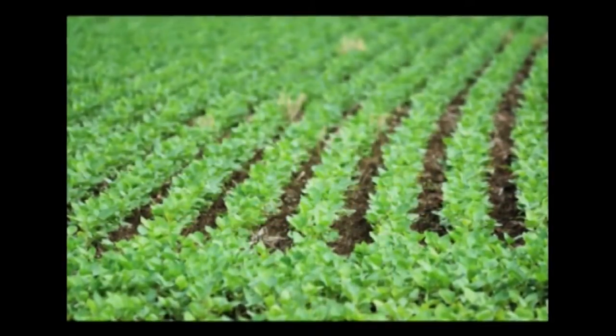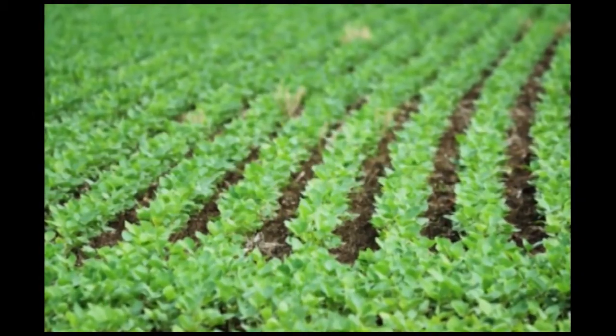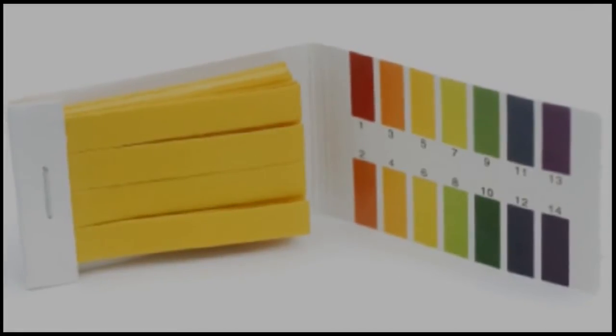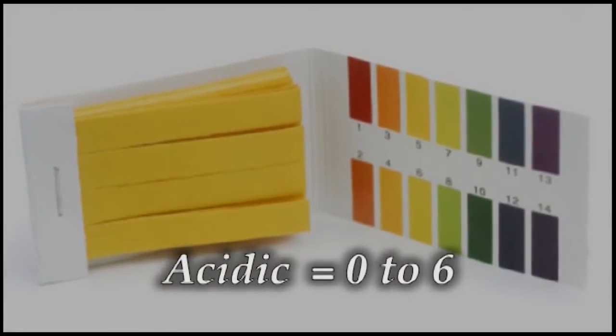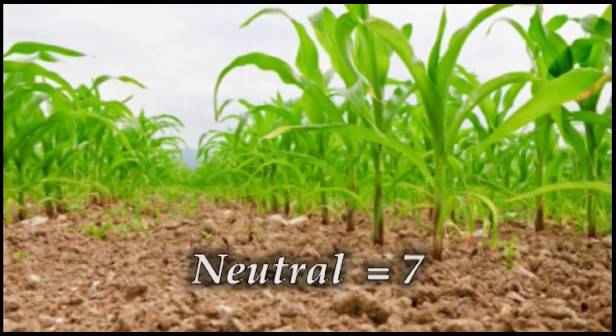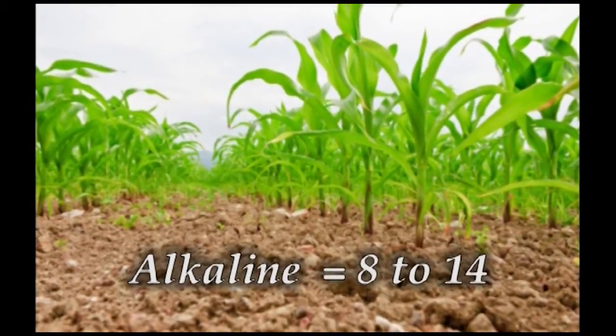Applying agricultural lime or Aglime to your farm fields is the only natural way of balancing the pH of your farm soil. The pH scale is a measurement of acidity. The pH scale is a 14-point scale. Acidic soil is measured from 0 to 6. A pH of 7 is neutral soil. Basic soil or alkaline soil is measured from 8 to 14.